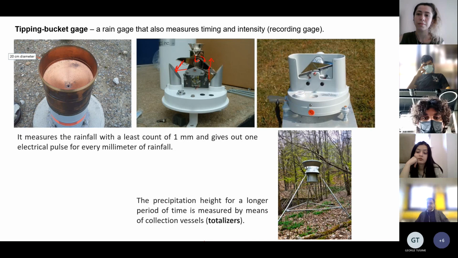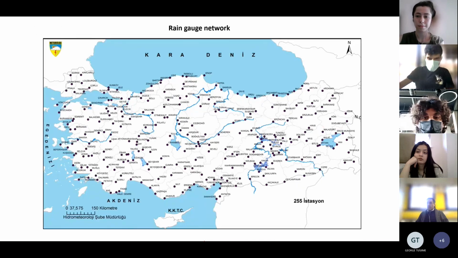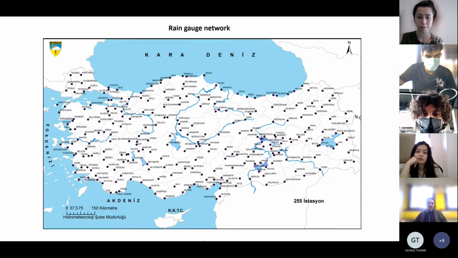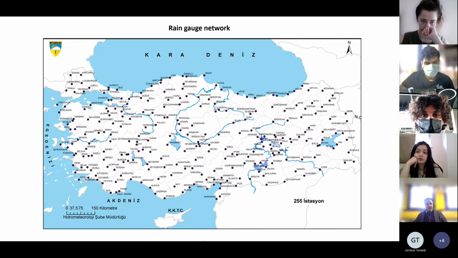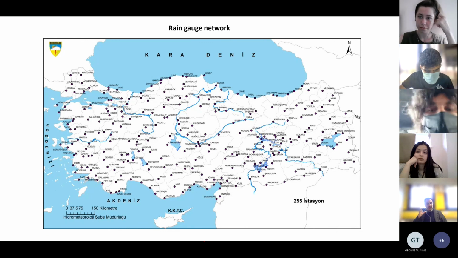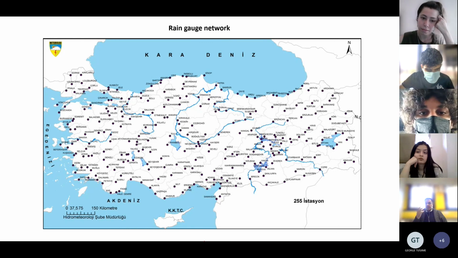Okay, any question? No, sir. Okay, this figure shows the location of some of the rain gauges that we have in Turkey. It is not the entire network. This shows the very famous rainfall stations, or we say meteorology stations, or rain gauges.